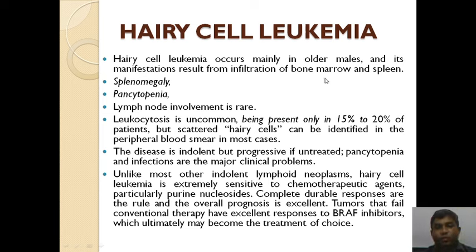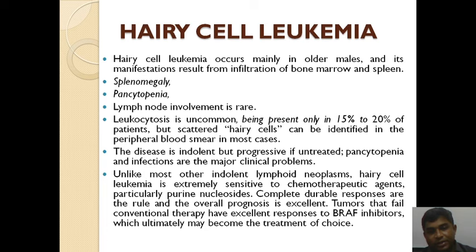It is a disease of older males, seen in age older than 50 years. It is very uncommon in children and young adults. It is a disease which commonly involves the spleen. So massive splenomegaly is a commonly seen feature in hairy cell leukemia, and pancytopenia is also seen.